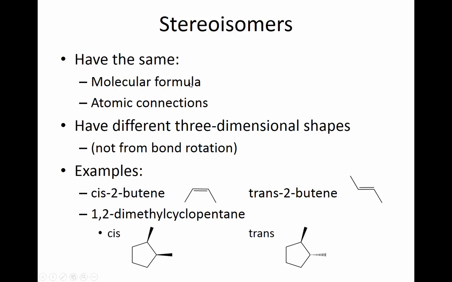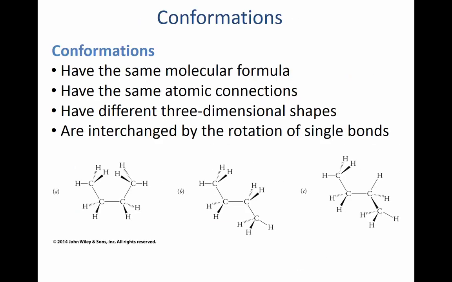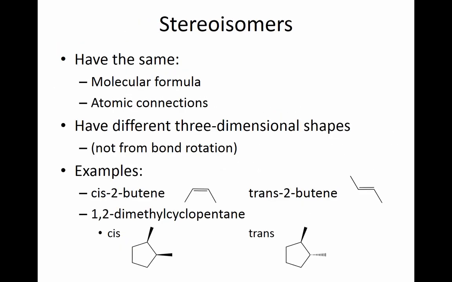Stereoisomers have the same molecular formula, the same atomic connections, but different three-dimensional shapes. We've already talked about this a little bit, but it's not from bond rotation like with these conformations here. These are stereoisomers.